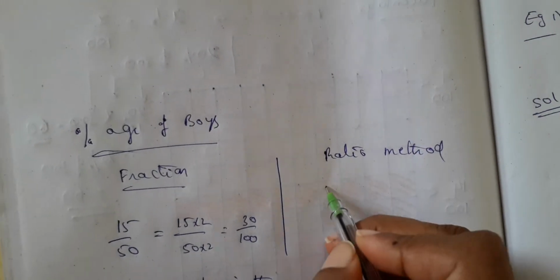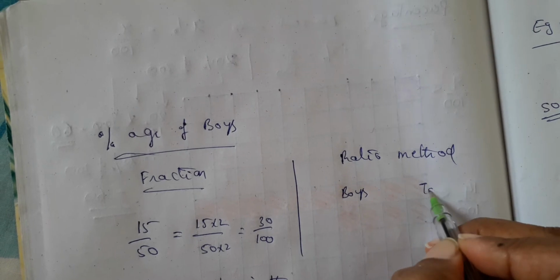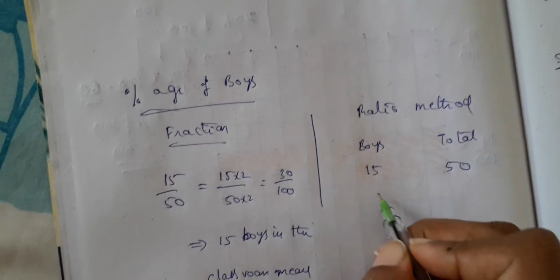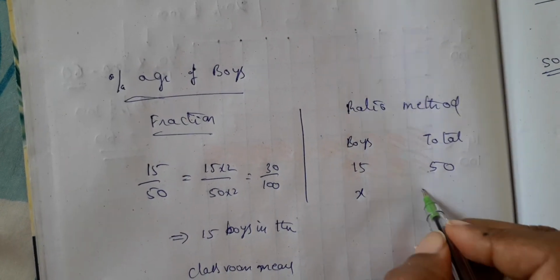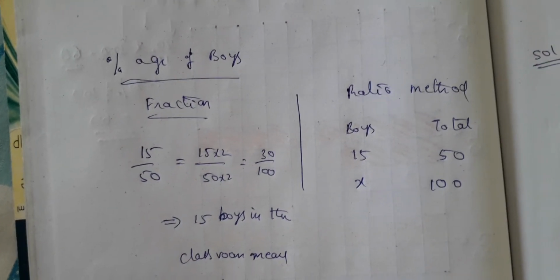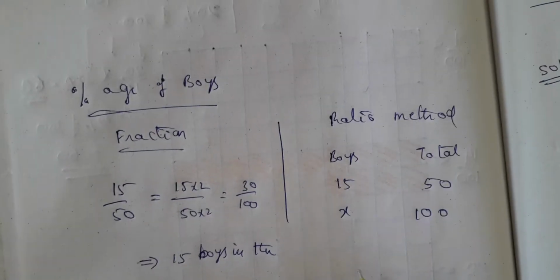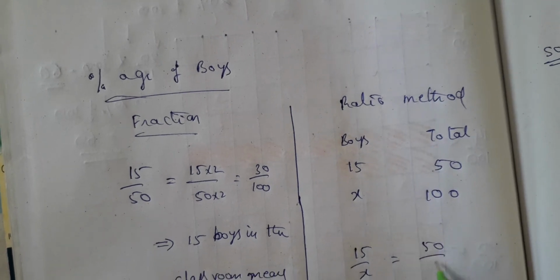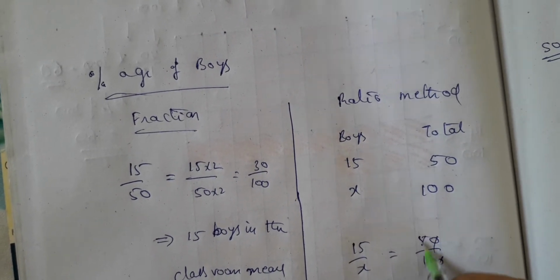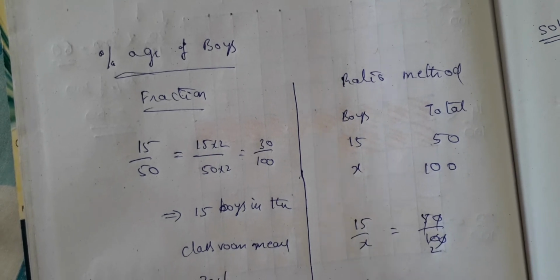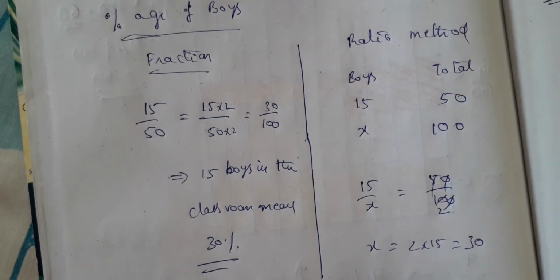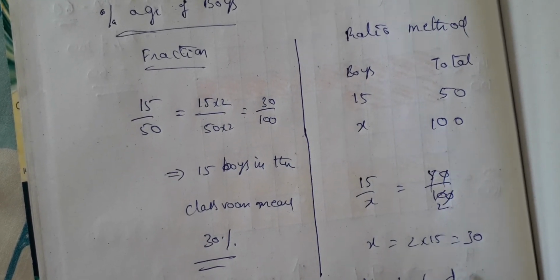Now let us see the ratio method. In the ratio method, what are we going to write? Under boys strength, under total strength. The first one is 15 boys, total is 50. The second one, we don't know how many boys there are. We want to find the percentage, therefore we take the total to be 100. So 15 by x is equal to 50 by 100. Now cross multiplication: x is equal to 2 into 15, which is equal to 30. Therefore 30% are boys.